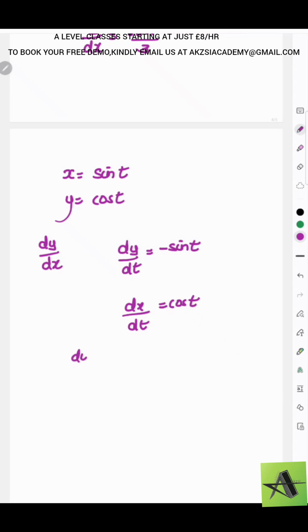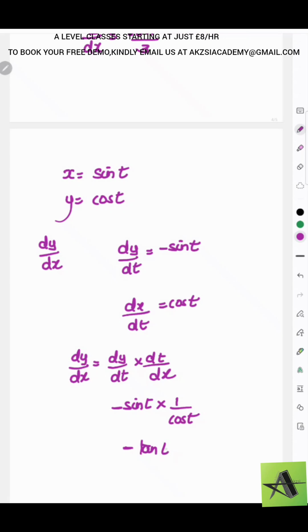And finally dy over dx can be written as dy over dt times dt over dx. So dy over dt is negative sine t times dt over dx. dx over dt is cos t, so dt over dx, that is the reciprocal, will be 1 over cos t, and negative sine t over cos t is negative tan t. So finally this will become dy over dx as negative tan t.